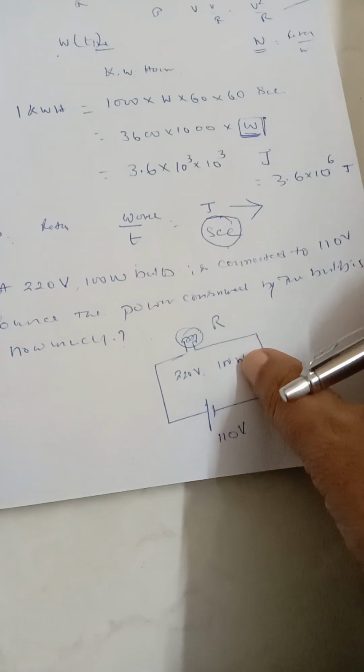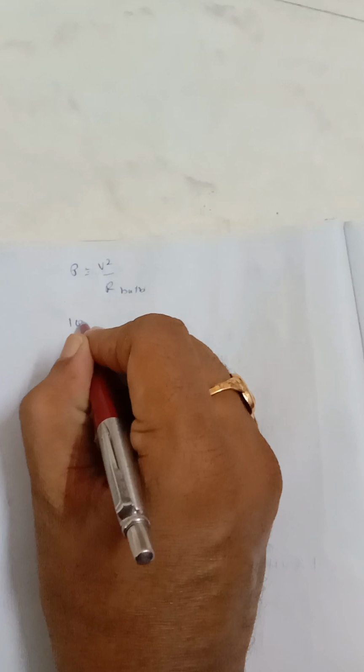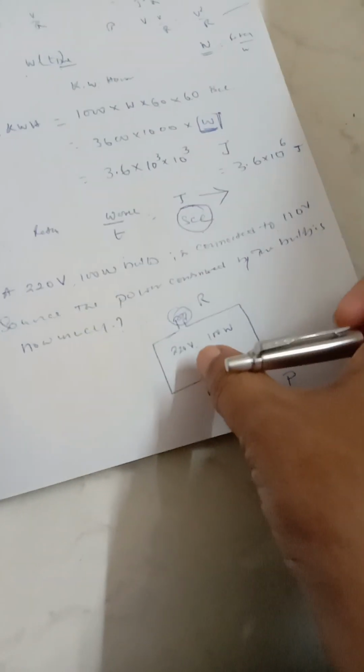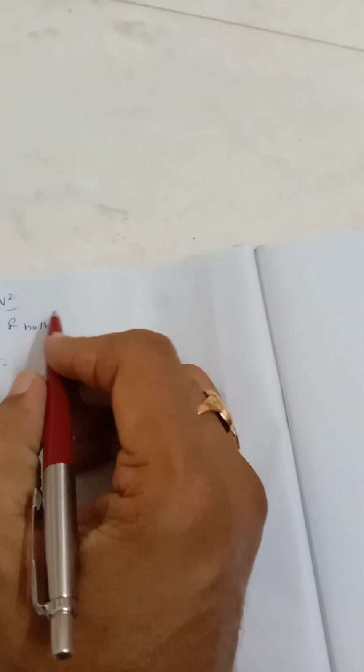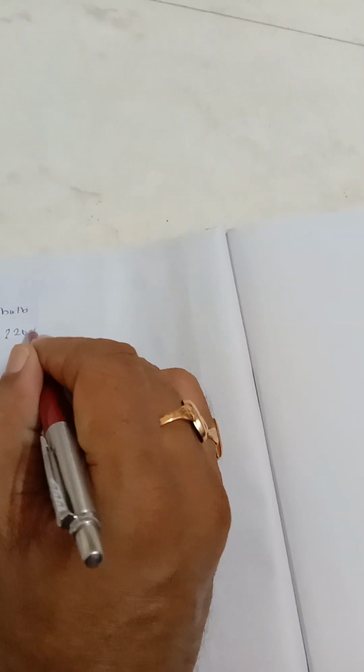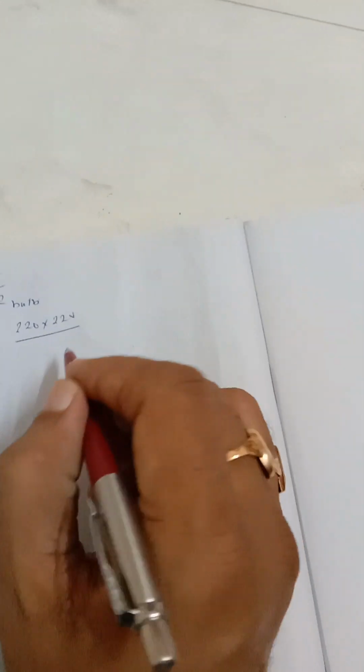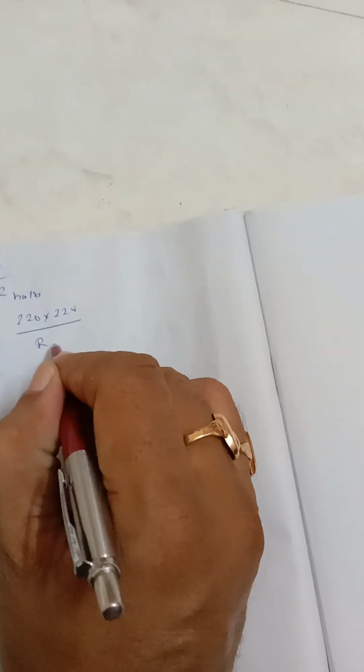Now what is the power of the bulb? 100 watts. 100 watts is equal to V square by R. The rated voltage of the bulb is 220 volts, so V square is 220 into 220, by the resistance of the bulb R. This I have to find out.